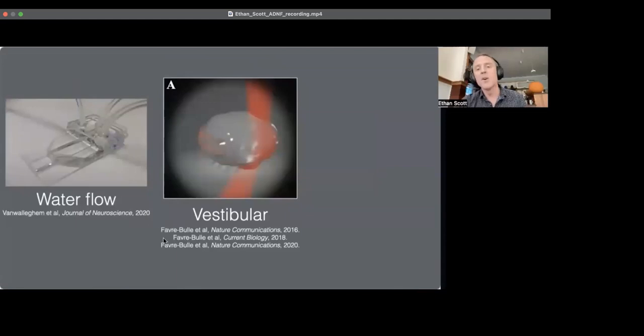Idia Favre-Boule, who succeeded in putting forces on the vestibular organs, the ear stones within the brain, using an optical technique, an optical trap. So using a laser, she put forces on the otolith that actually tricked the animal into thinking it was moving when it was stationary. It was important to us that it remained stationary because that was necessary for our calcium imaging. So Idia wrote several papers using that approach.